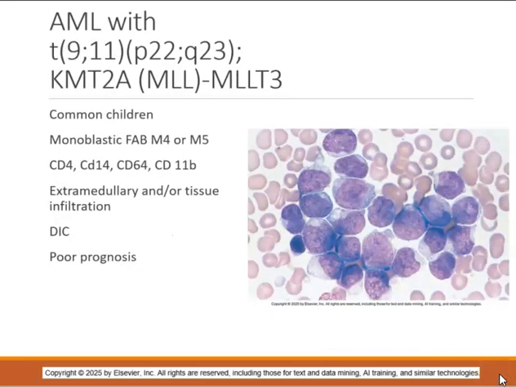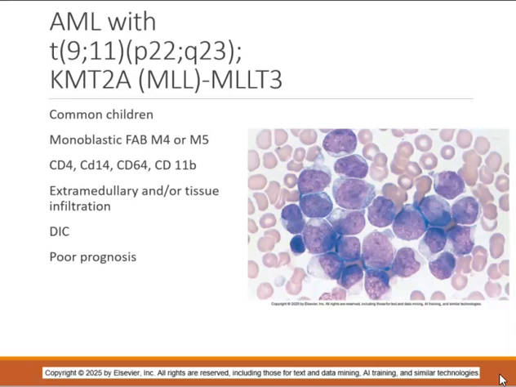Okay, AML with translocation 9;11. The reason I don't say the rest is that the translocation really pinpoints it well. This one is common in children. It's comparable to the FAB M4, M5, which we'll explain later. You can see the CD markers that come with it, CD4, 14, 64, and what's called 11B. But in this particular one, it's monoblastic. In other words, they're either monoblasts or promonocytes is usually what we'll see.